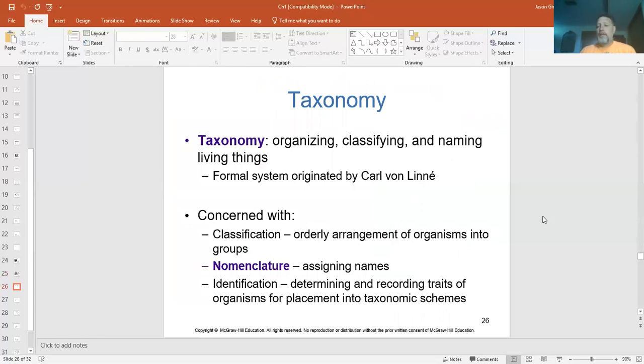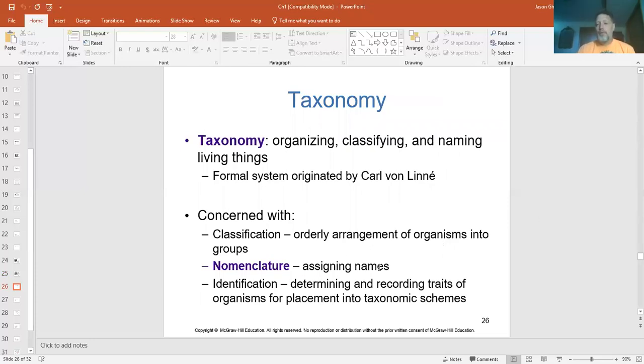Another thing, we have to classify organisms. So taxonomy is the science of organizing these materials and putting them into groups, and then naming them so that no matter where you are, if you get the scientific name, it doesn't matter what language you're speaking, it's going to be the same. Carl von Linné, also known as Carl Linnaeus, he's known by a few different names. So this is the orderly arrangement of these organisms.